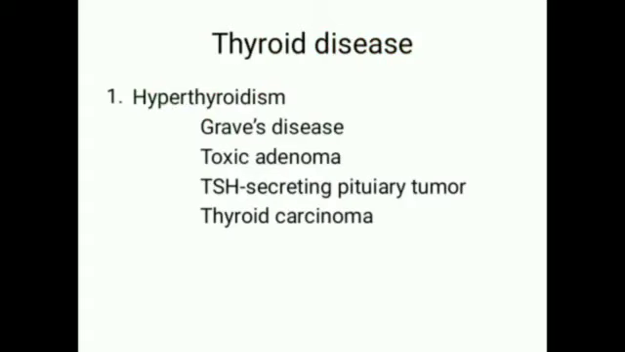Now whenever we deal with thyroid disease, we will come across the terms hyperthyroidism, hypothyroidism and euthyroidism. What is meant by that? Hyper means the T3, T4 levels are high and TSH is either low or normal. So that is hyperthyroidism, in which the thyroid is secreting more T3, T4. That's why it is called hyperthyroidism.